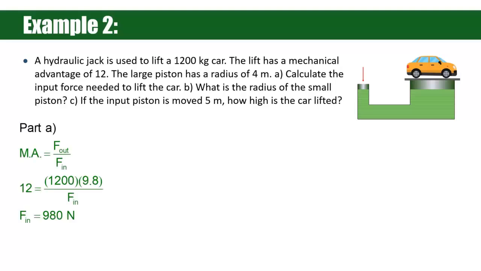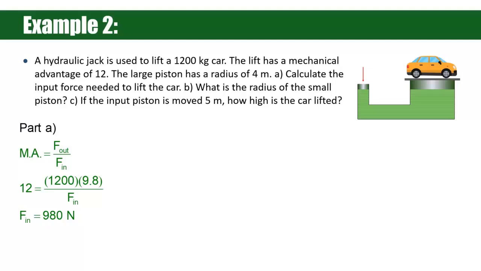So mechanical advantage is the ratio of the output force divided by the input force. So mechanical advantage is 12, and the output force is going to be the weight of the car. So we're lifting a 1,200 kilogram car, so mg is the weight, and then I can calculate the input force. So in order to lift that car, it's going to take 980 newtons.